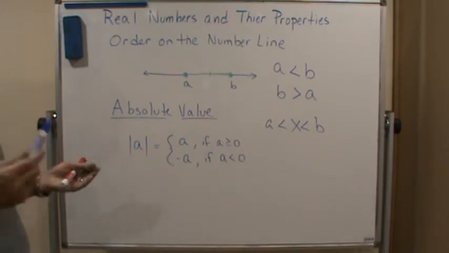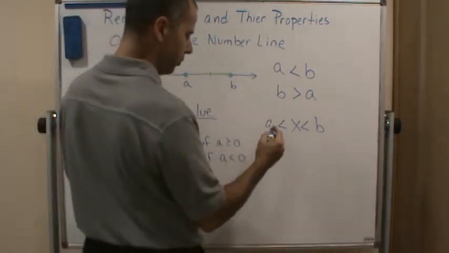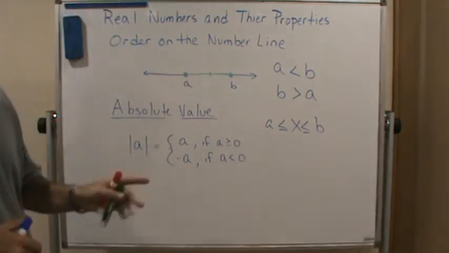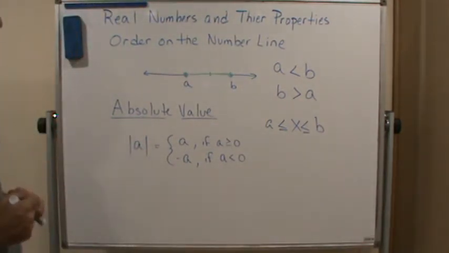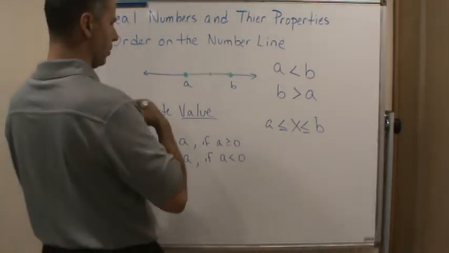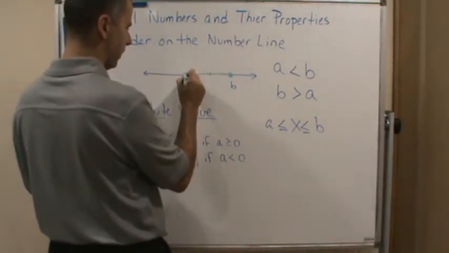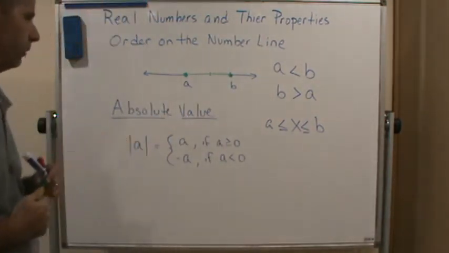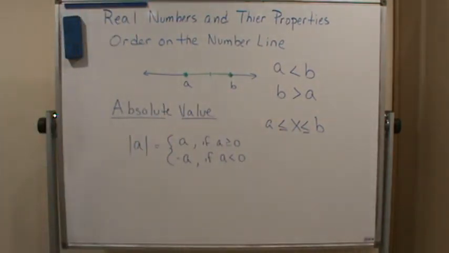But what if I want to include the endpoints, A and B, and it's okay if X equals A or B? Then I would fill in these holes and just put a dot. So instead of an open circle, it would be a closed circle. Okay, and that's the idea of comparing on the number line.